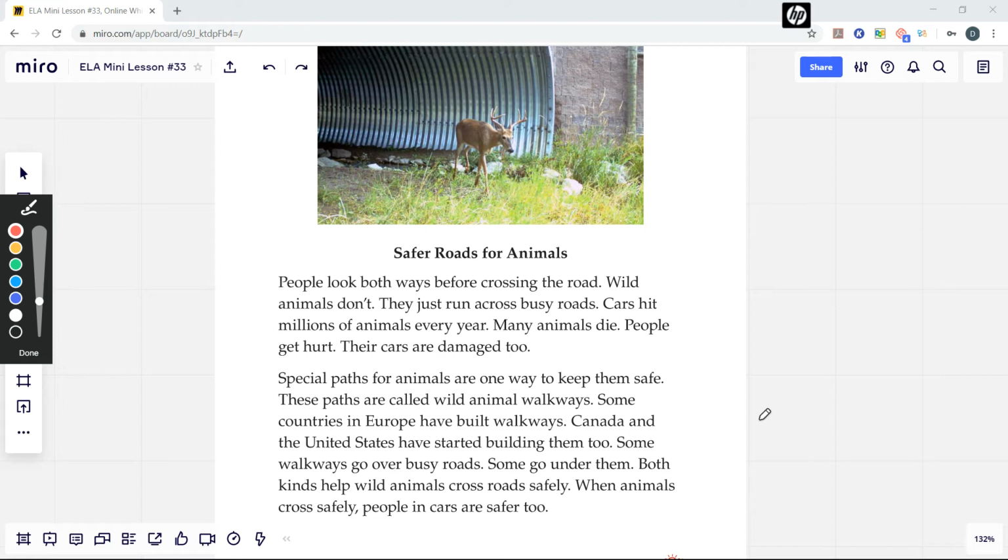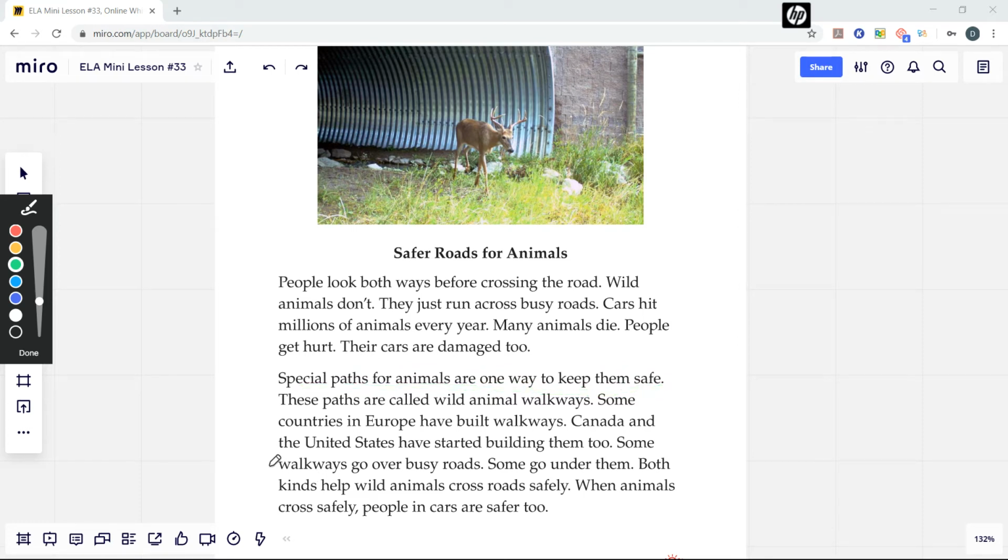So let's think in the second paragraph. Where is a sentence that has a solution? If the problem was wild animals running across busy roads, how was that problem solved? It says right here, special paths for animals are one way to keep them safe. Let's identify how that solves the problem.